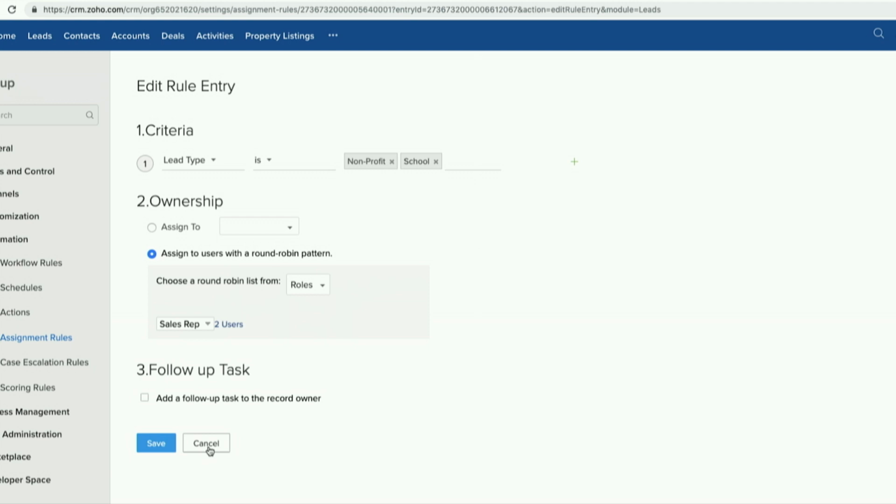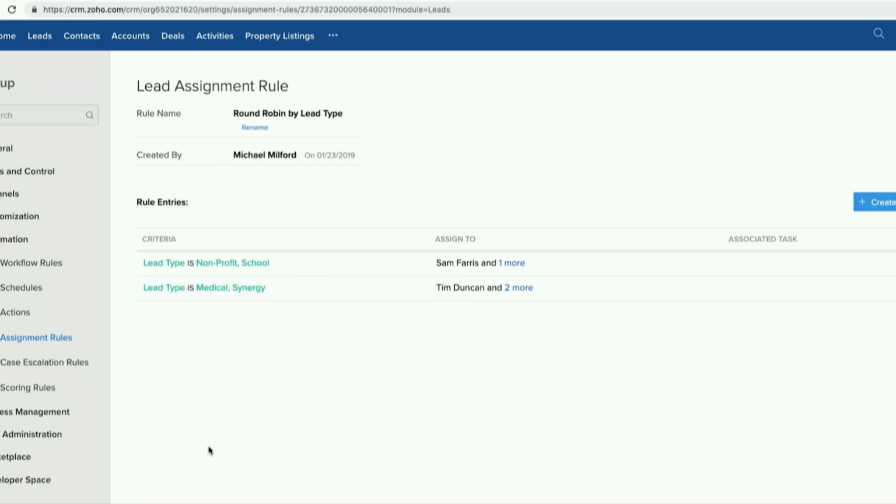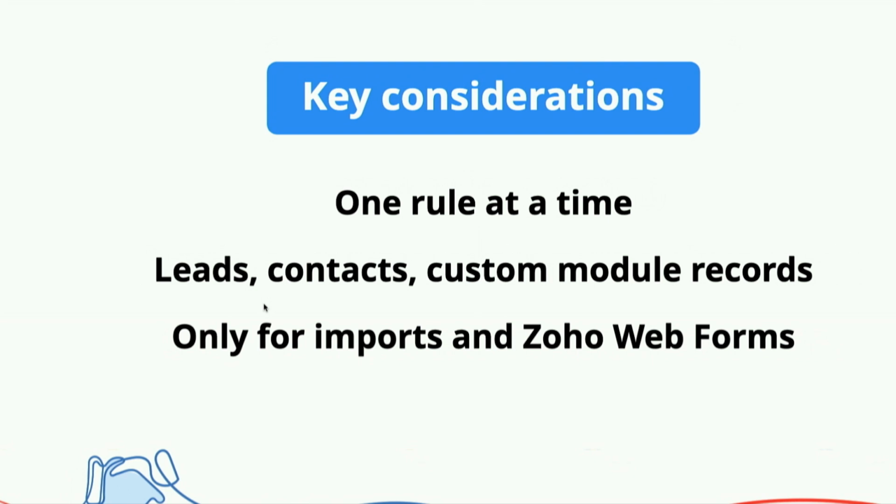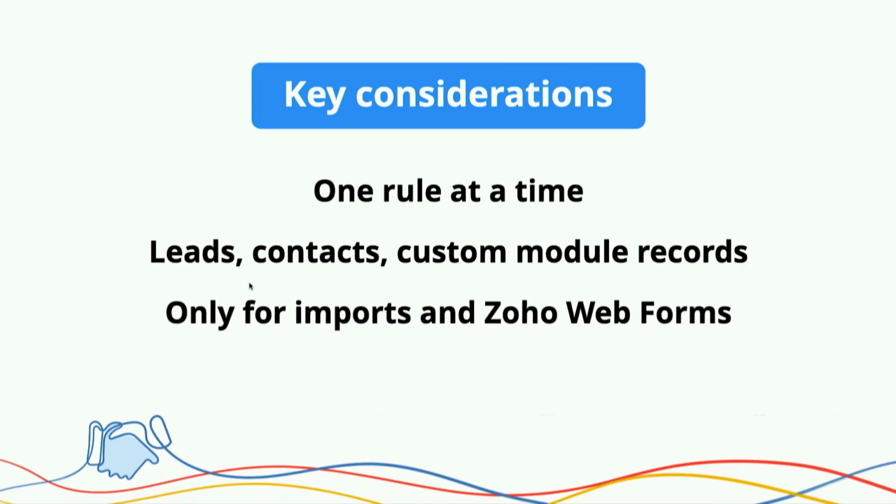So if you have stuff coming directly into the contacts or deals, you can do that as well. A couple of things, just to make sure, little hiccups that people run into. One rule at a time. So web form or importing, you have to choose one assignment rule. Just be aware of that.